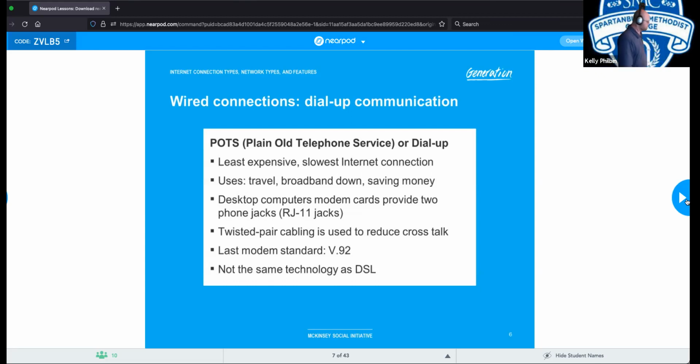It is one of the least expensive methods we have out currently for internet. It does have about the slowest connection. You can use it when you travel, as an absolute last resort if your broadband goes down, or, as it's inexpensive, you can use it as a way to save money.